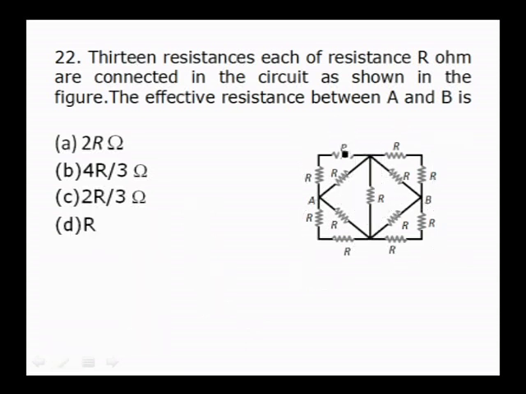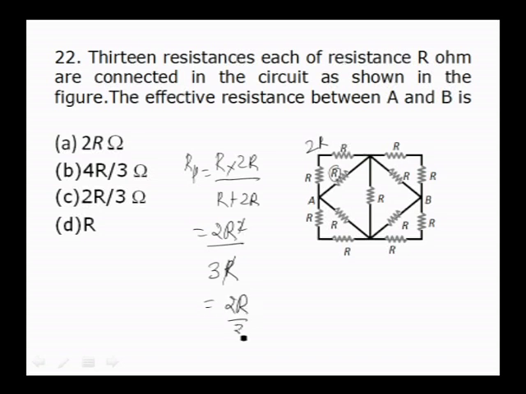See, these two are in series. Its effective resistance is 2R. This 2R is in parallel with the R. Calculate the value of the resistance. That is Rp equal to R into 2R divided by R plus 2R. This becomes 2R square divided by 3R. R gets cancelled. This is equal to 2R divided by 3.